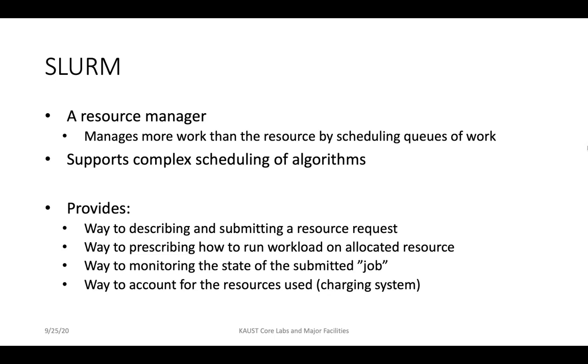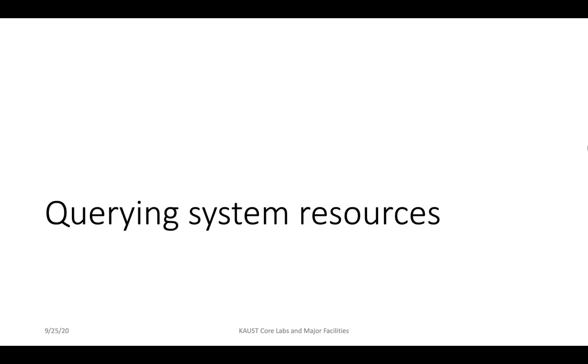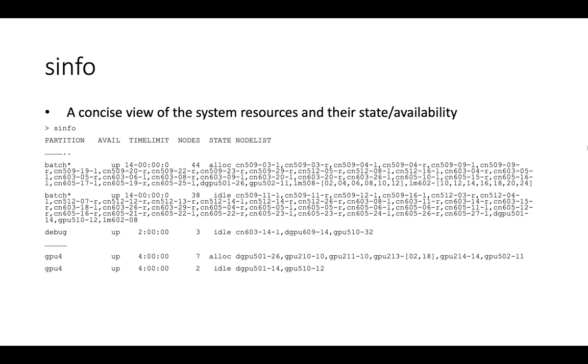SLURM provides a means of describing and submitting a resource request, configuring the use of allocated resources to match the capability of the user's application, a means of monitoring the job status, and accounting the use of allocated resources. Let's now jump into how a user can interact with SLURM. First, let's see how to query the status of system resources.